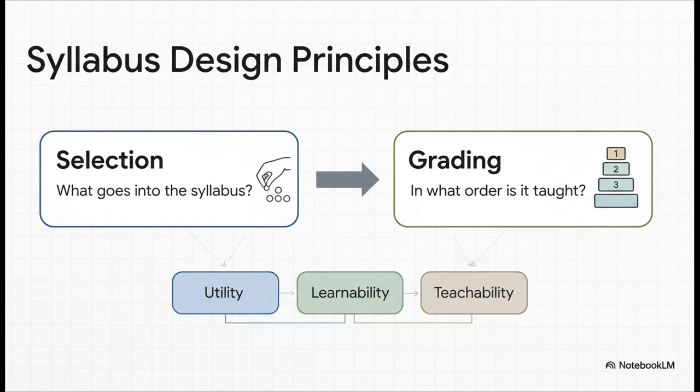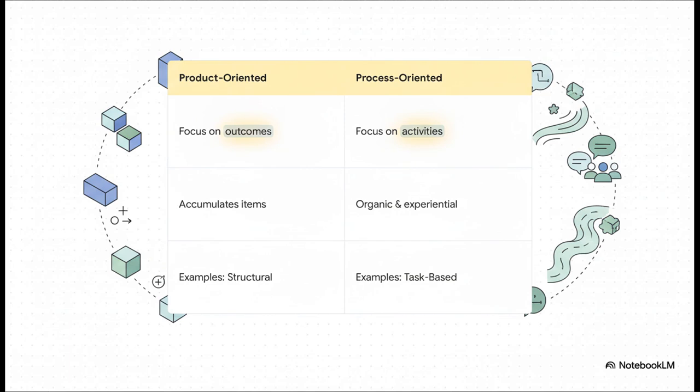And to make those choices, you're constantly balancing a few things. Like, how useful is this vocabulary word? That's its utility. How hard is this grammar point to learn? That's learnability. And maybe just as important, how easy is it for me to actually explain this? That's teachability. Generally speaking, syllabuses fall into one of 2 big camps.